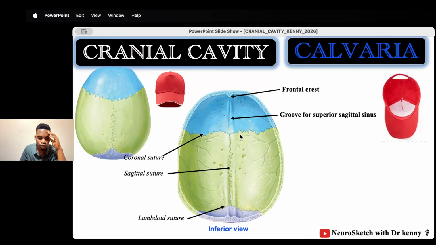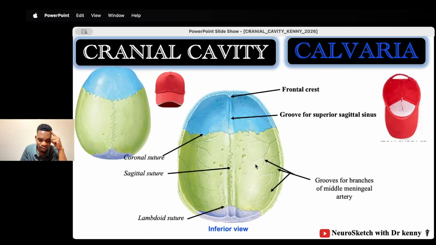And then we have a lot of footprints, like prints left on the cranial vault by different structures. For example, this groove here is fanning like an artery, right? So it's a groove for branches of the middle meningeal artery. The middle meningeal artery is fanning here, forming prints on the skull cup, on the calvaria.